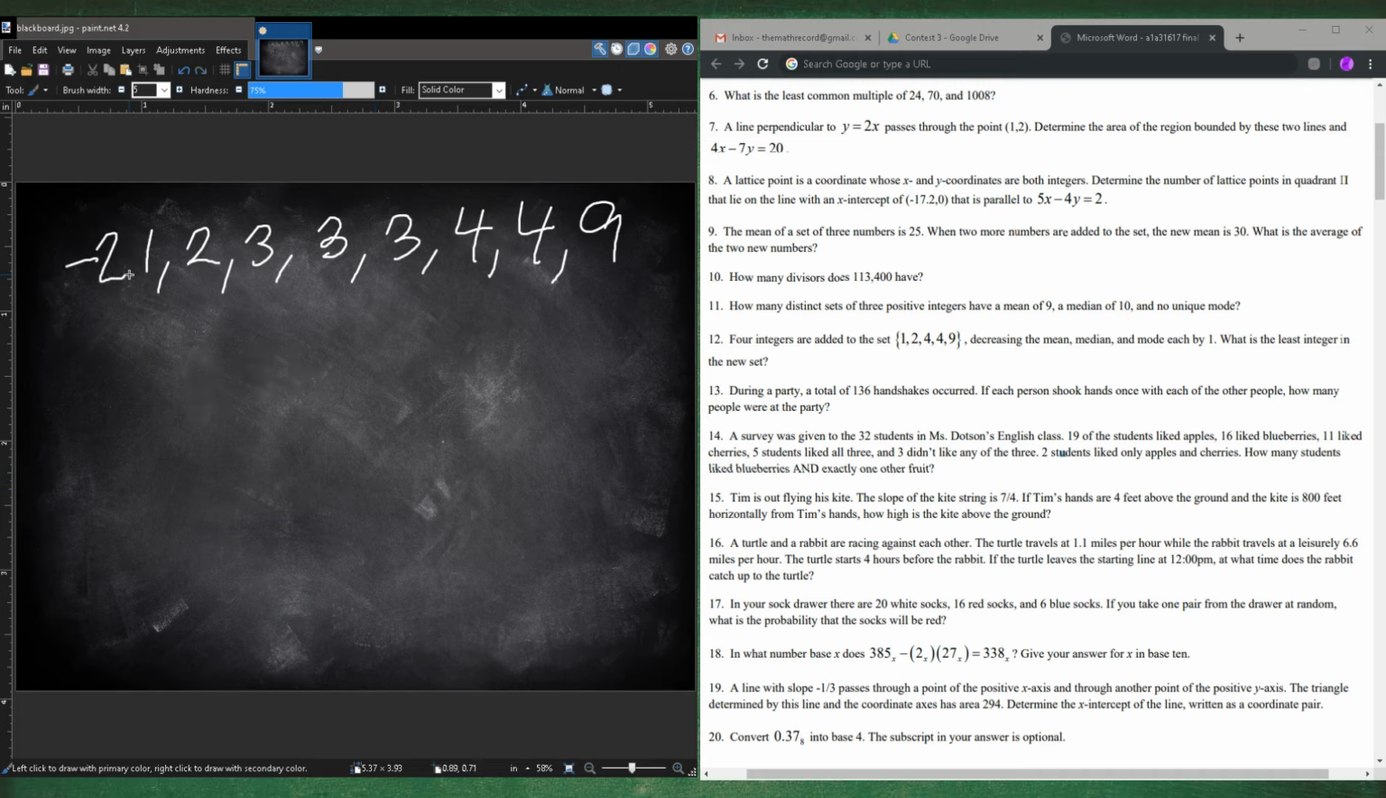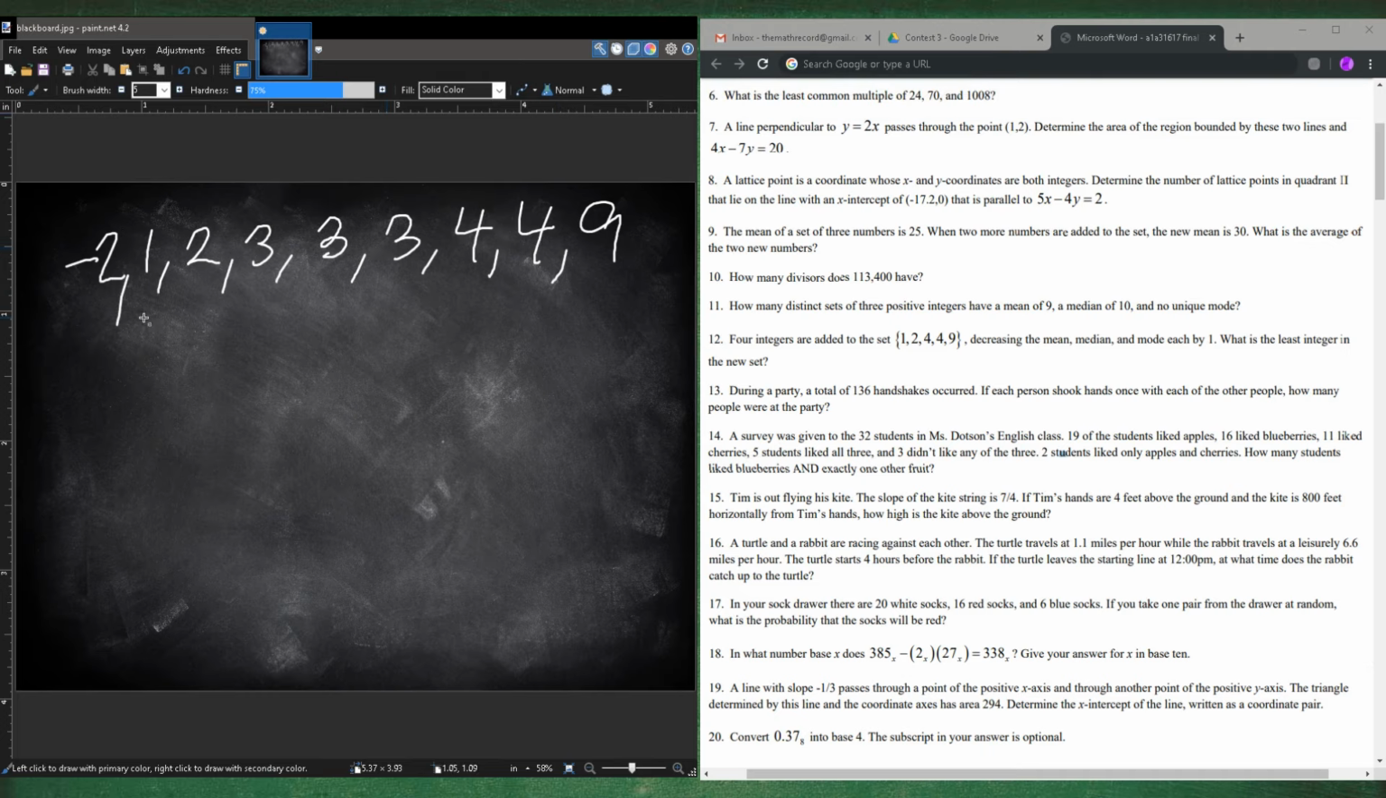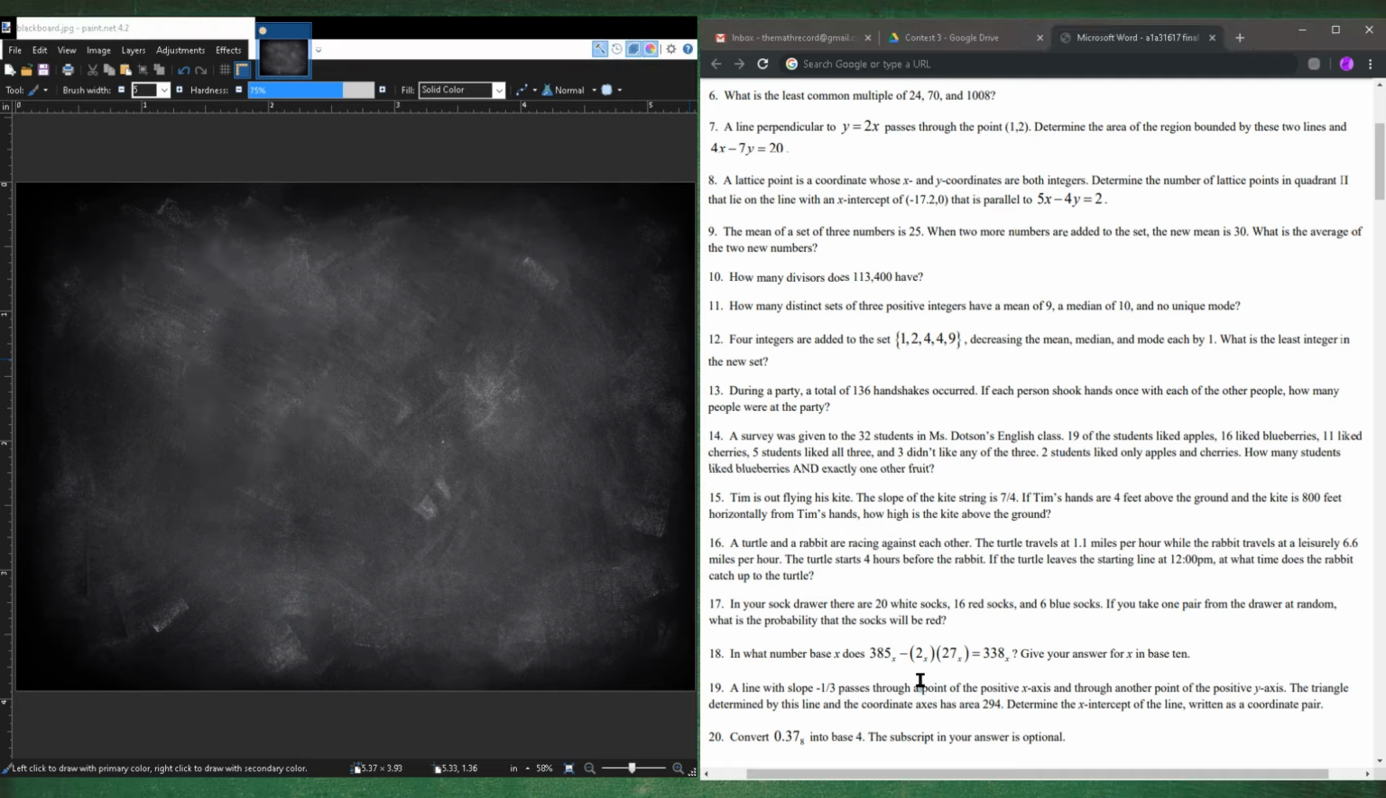So this is negative 2. And the median is 4 around here. Just to make sure that the new median is 3, we have 1, 2, 3, 4. Yeah, the new median is 3. So yes, that works. So what's the least integer in the new set? The least integer is negative 2. This takes a little bit of logic, not really that difficult.